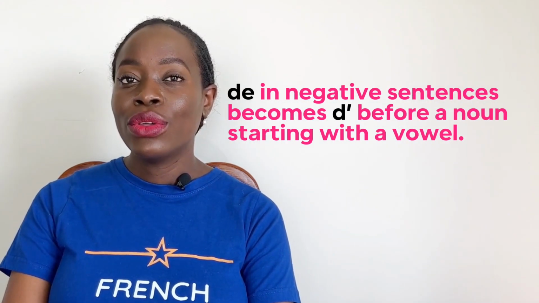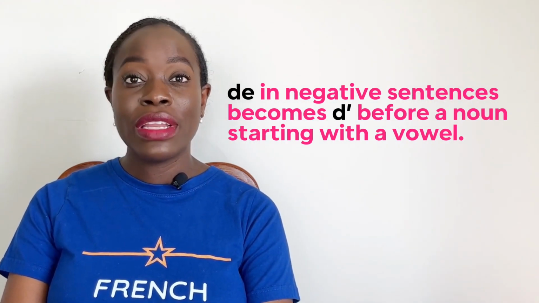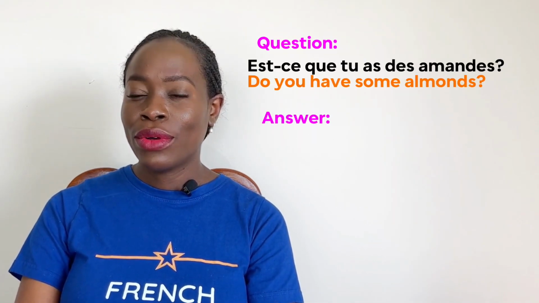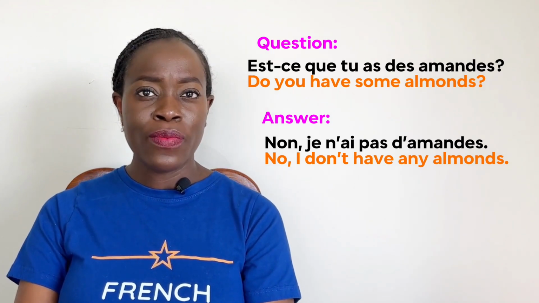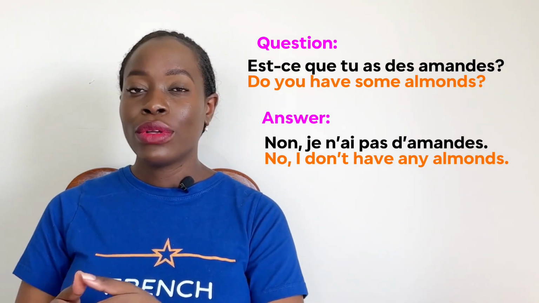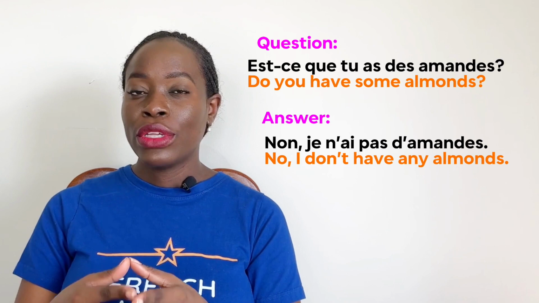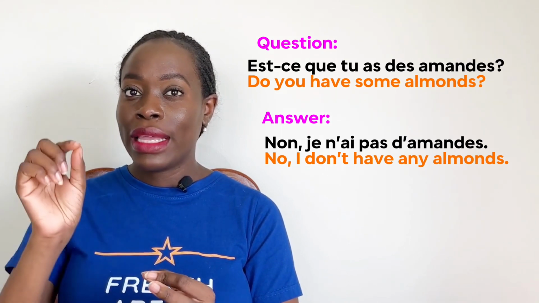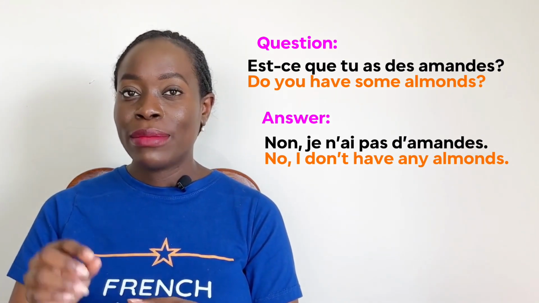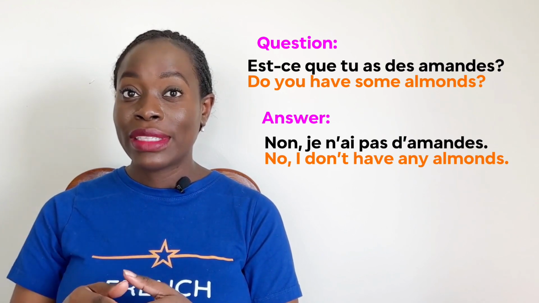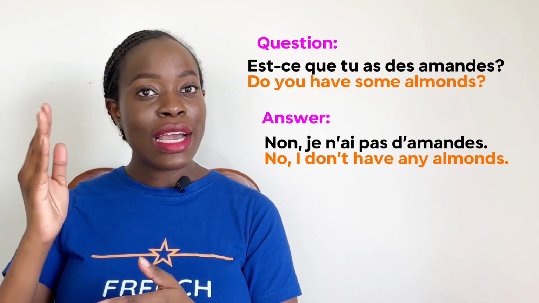Lastly, the de becomes d apostrophe before a noun starting with a vowel. For example, est-ce que tu as des amandes? Non, je n'ai pas d'amandes. So you see, I didn't say je n'ai pas des amandes. It just became je n'ai pas d'amandes. Why? Because it's a vowel. So you put d apostrophe.